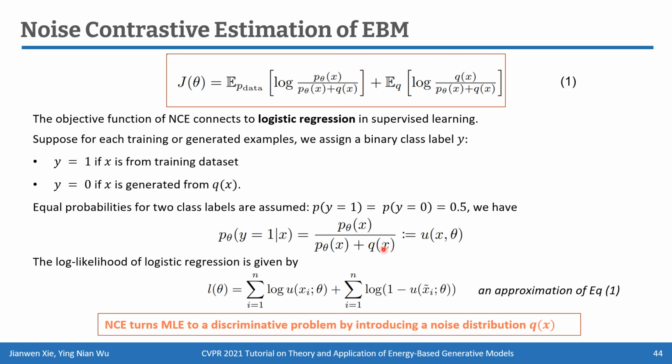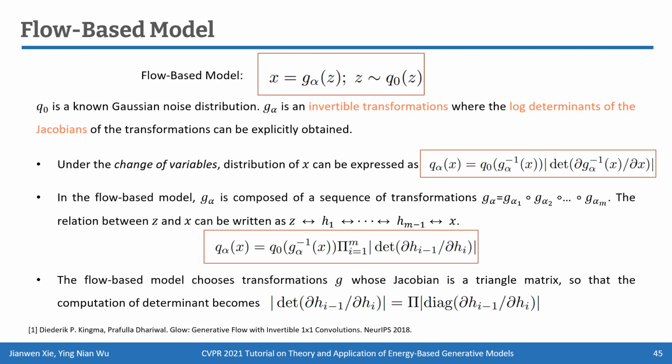Here again, Q of x is a normalized density function of the noise distribution, and P theta is a normalized density of the energy-based model. We assume that the true, real data can be approximately explained by this energy-based model. This follows the discriminative perspective for energy-based models.